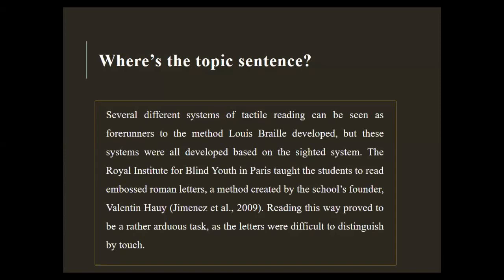Several different systems of tactile reading can be seen as forerunners to the method Louis Braille developed. But these systems were all developed based on the cited system. The Royal Institute for Blind Youth in Paris taught the student to read embossed Roman letters, a method created by the school's founder, Valentin Howe. Reading this way proved to be a rather arduous task as the letters were difficult to distinguish by touch.